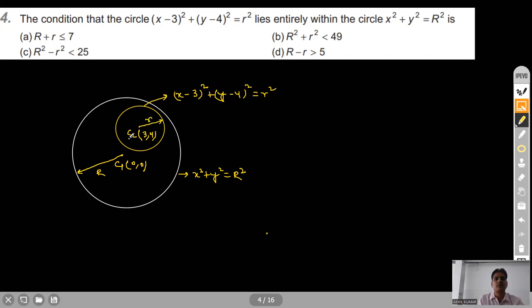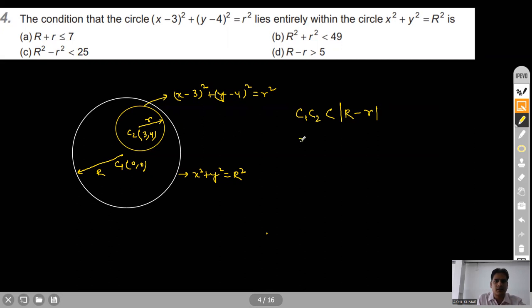Okay. So for this yellow colored circle to lie completely inside this circle, what will be the condition? The distance between C1 and C2 should always be less than R minus r, right? You can put the mod also. So R minus r should always be greater than C1C2. Now, can you find this distance C1C2?